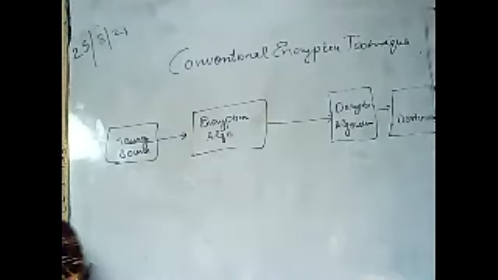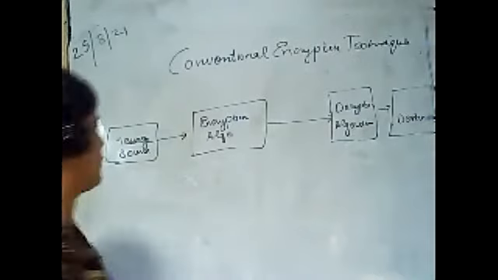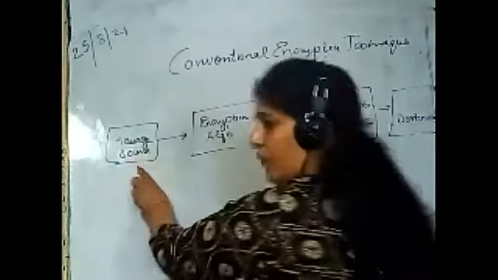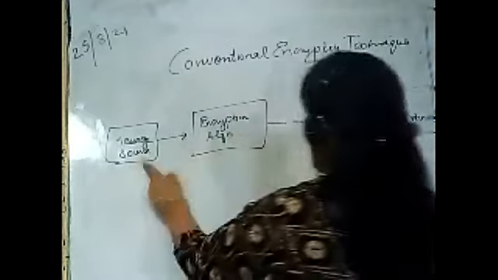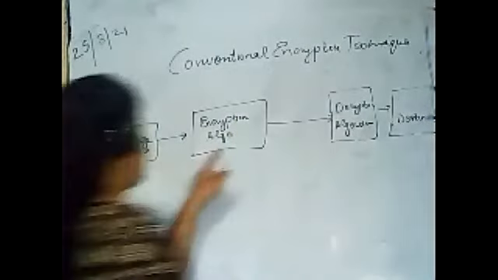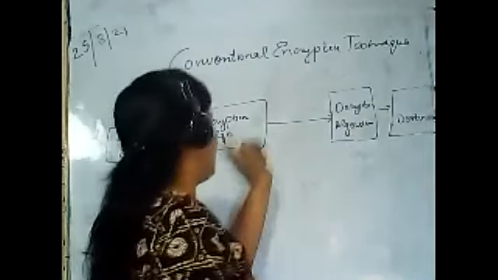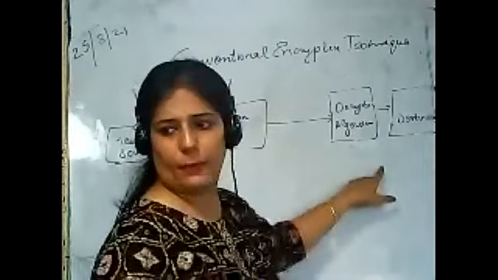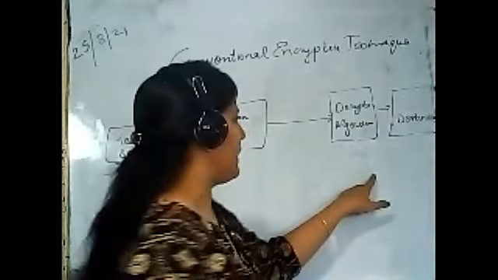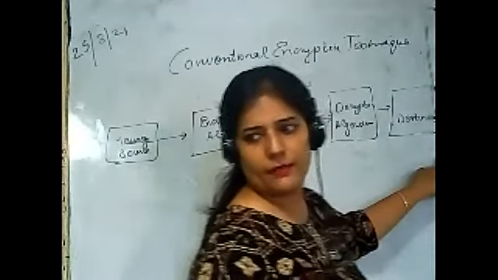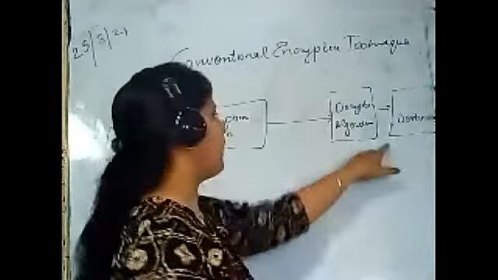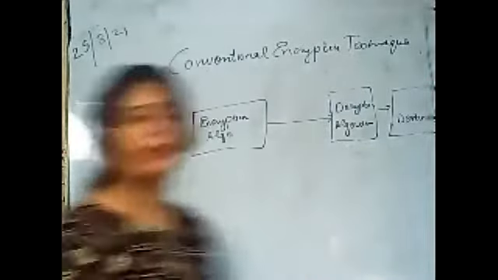So we are not discussing any numerical concept here, but we will start with this part. There is a source of a message here, and on this message we have to apply some encryption algorithm, and then we will apply the decryption algorithm at the destination. So at the destination end, we are following this technique.